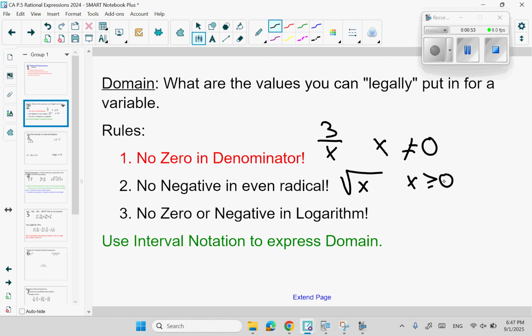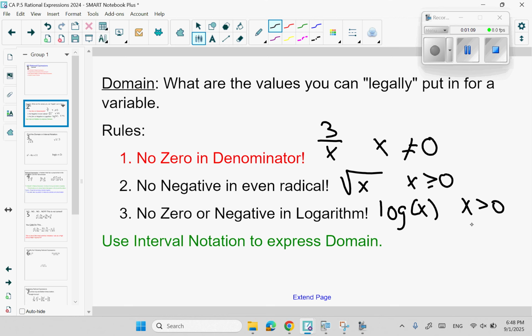And one you're probably not familiar with as much, but we have talked about it: no zeros or negatives in a logarithm. So if I have log of x, x would have to be greater than 0. X cannot even equal 0, so that's a little bit different there.